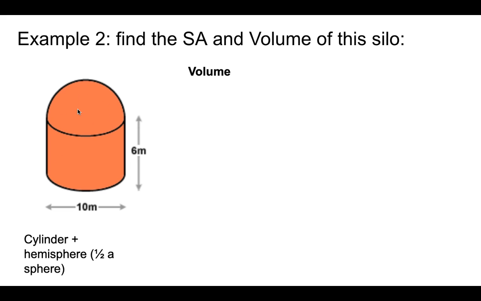So let's take a look at the volume first. So we're going to find the volume of the cylinder and then the volume of half a sphere. So volume of a cylinder is pi r squared times h. So 3.14 is pi. r is the radius. Remember, this is the diameter here. So the radius will be 5. And then the height is 6. So if we multiply those together, remember 5 is squared. So that's 3.14 times 25 times 6 gets us 471.